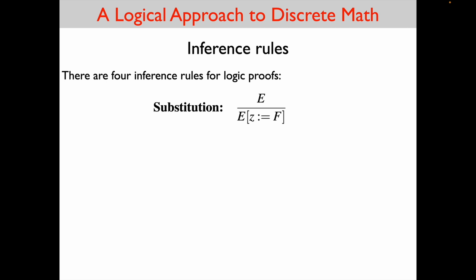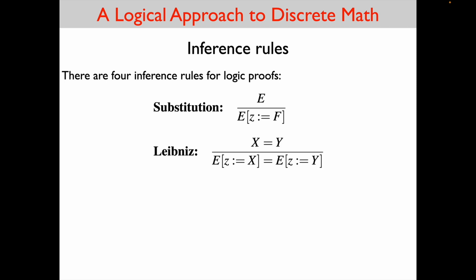Okay, so this E is an expression. It could have some unary prefix operators, some parentheses, some binary infix operators, and some constants and some variables. And one of those variables might be the variable Z. And if E does have Z in it, then that E with Z replaced by F is textual substitution. So that's our substitution inference rule. There's 4 of them.